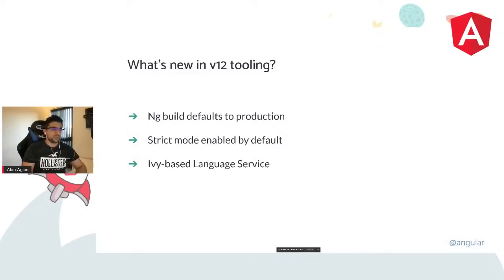Ivy-based language service has moved from being opt-in to the default, and now it provides better code completions, error reporting, hints, and navigation inside Angular templates. In version 12, the CLI provided opt-in experimental support for Webpack 5. Now, in version 12, Webpack 5 support is production ready and is now the bundler of choice to bundle your applications. And now I'll pass it over to Mark.